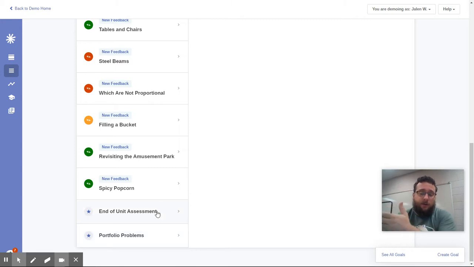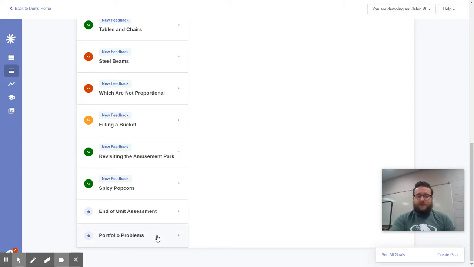Now, unit assessments will typically count for about 70% of the overall grade, and portfolio problems account for about 10% of the final grade for the unit. Students will usually be exposed to the portfolio problems for the first time sometime halfway through the unit, and then again at the end of the unit. They will be given time in class to work on that, but they're also expected to finish it on their own time.